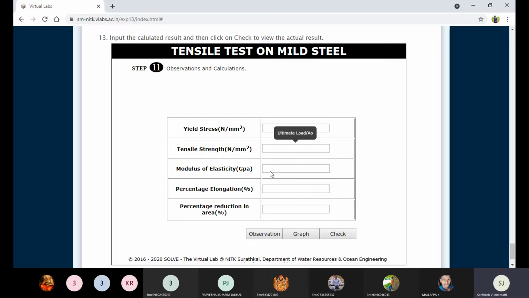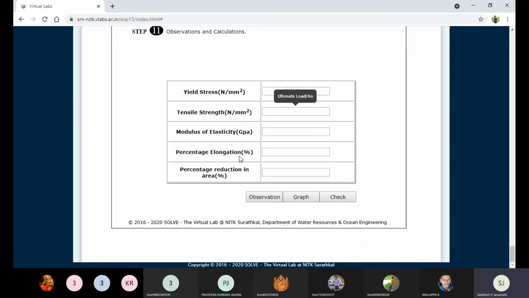Stress by strain. You already have the stress values and also the strain values, so you need to find the Young's modulus at each point. The percentage of elongation is very important. That is what we mark, and then we take the final dimension, both lengthwise and cross-sectional. Now you need the formula for percentage of elongation.